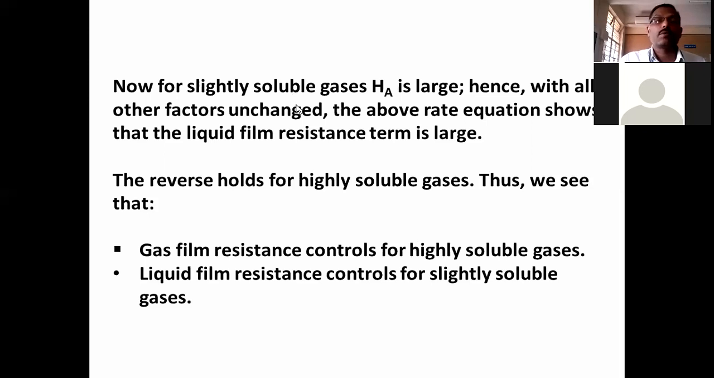And for slightly soluble gases, the liquid film resistance is controlling. Remember this, it is very, very important. The gas film resistance controls for highly soluble gases and the liquid film resistance controls for slightly soluble gases. For highly soluble gases HA is small, and for slightly soluble gases HA is large. So remember this.